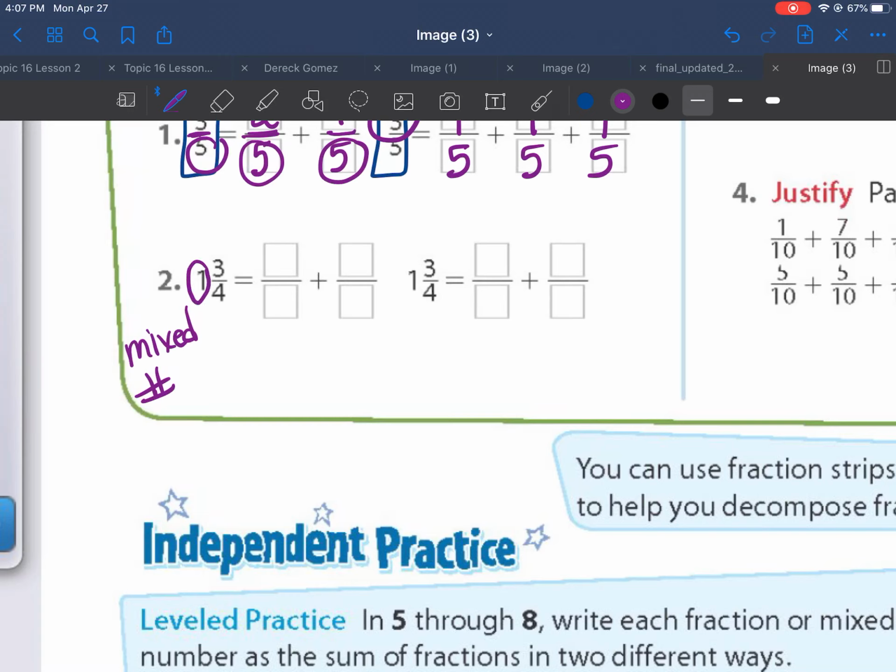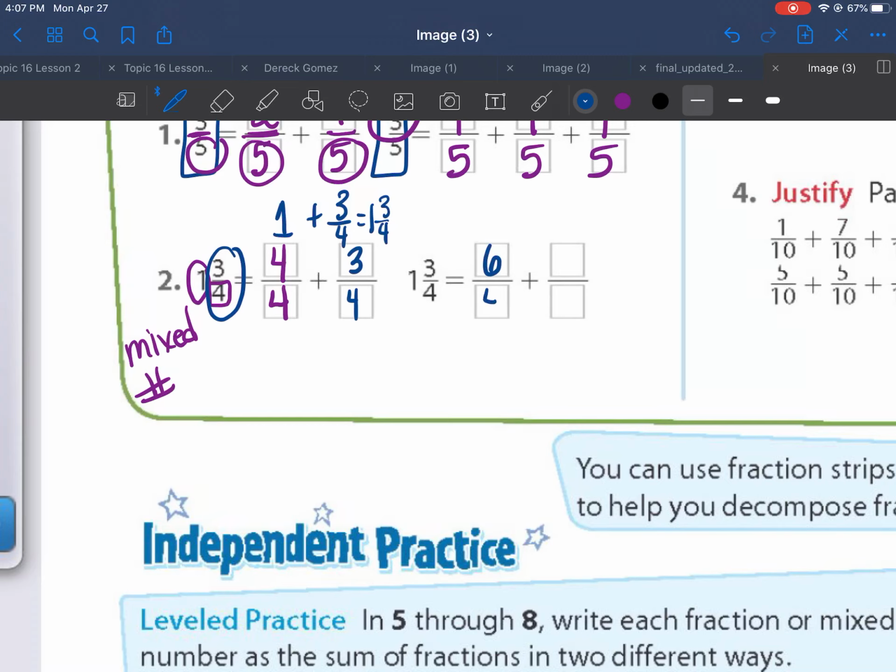So if you go on to number 2, I'm going to start with 1 3/4. How do you show one whole? Look at the denominator. The denominator is 4. So that means the number at the top has to be the same, because that makes one whole. But I'm still missing the 3/4. So how do you add 3/4? We would add 3/4. So I'm saying 4 out of 4 is the same thing as 1. If I add 3/4, that would make 1 3/4.